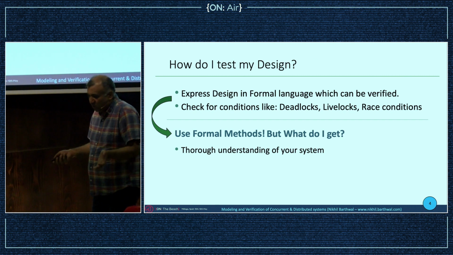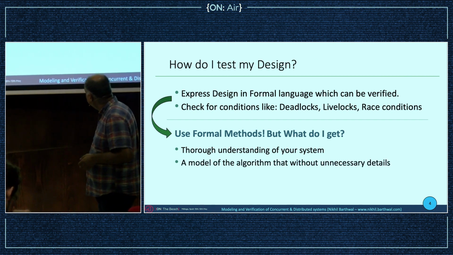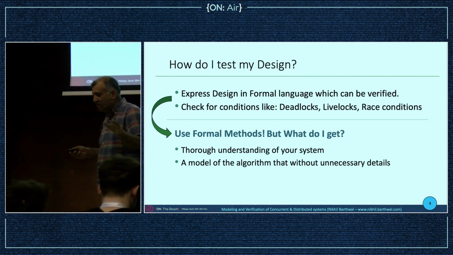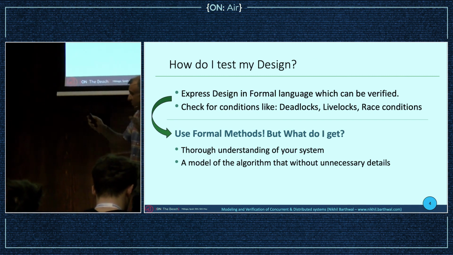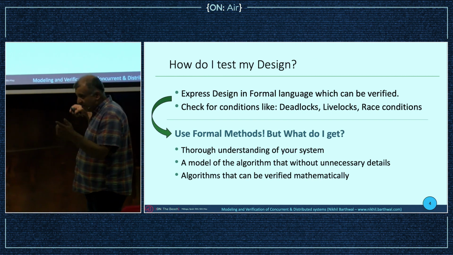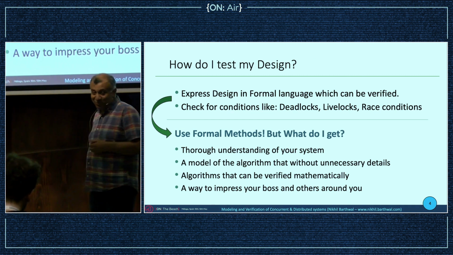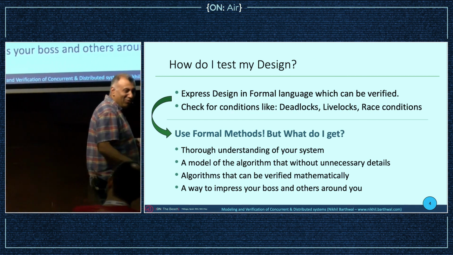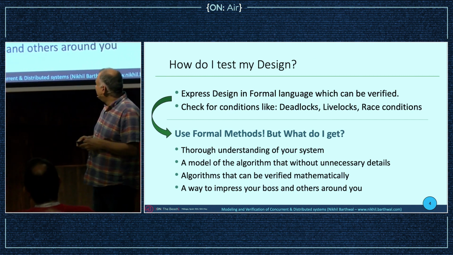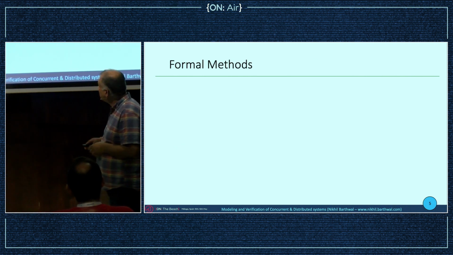A lot of times while you're modeling, you will figure out that something is wrong, even before you write a line of code, right? A model of an algorithm will not contain all the mundane, unnecessary details. It's a high-level model. And these models can be verified mathematically, and I have a demo in which I'll show you how you can do that. And of course, you get bragging rights. You get to impress other people, like, look at this cool new funky set theory that I've applied to my system. And people, even if they don't understand, would think you're really cool. Anyway, let's talk about formal methods.